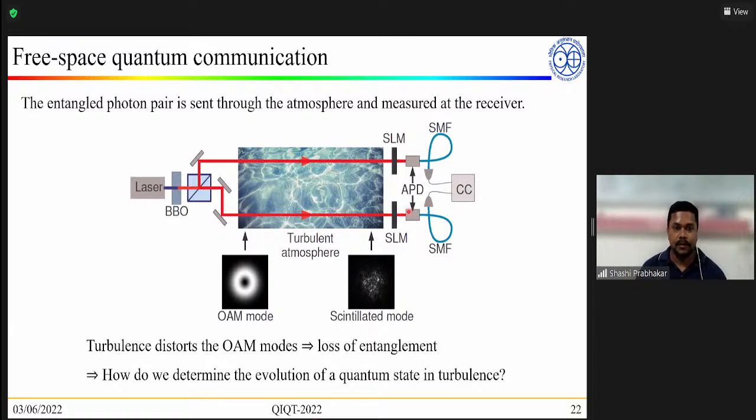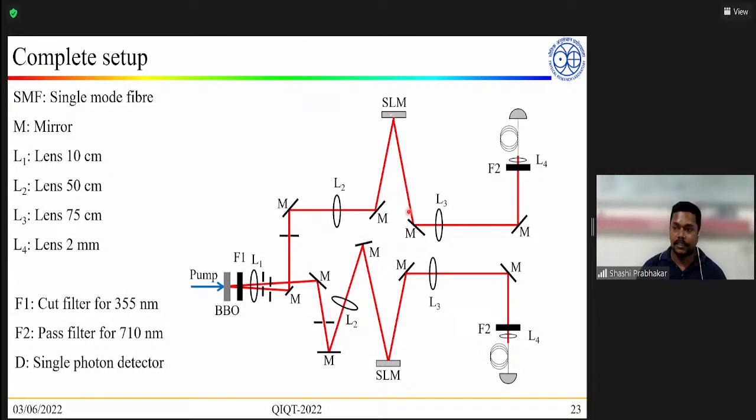So we set up the complete experimental setup. Here you can see one of the most common entanglement setups one can build with the higher order modes. We have the BBO crystal, and we have a filter. This filter will remove the pump because we want to detect only the signal and idler. With this lens and this lens, we image the BBO crystal on the spatial light modulator. And with this lens and this fiber coupling lens, we image whatever modes are coming from the SLM and couple to the single mode fiber.